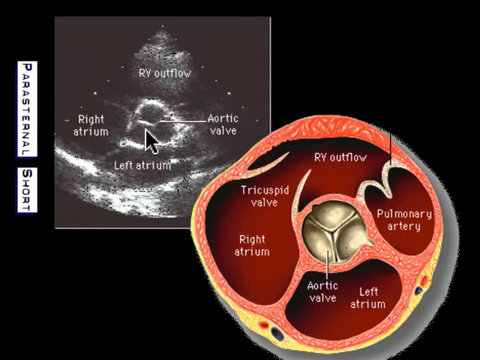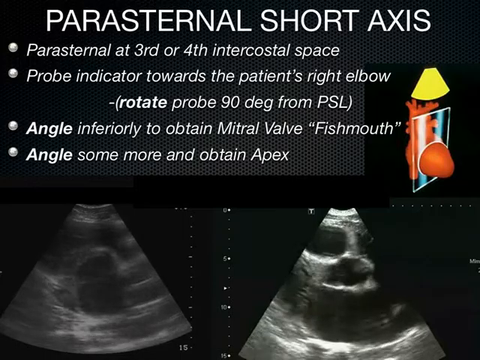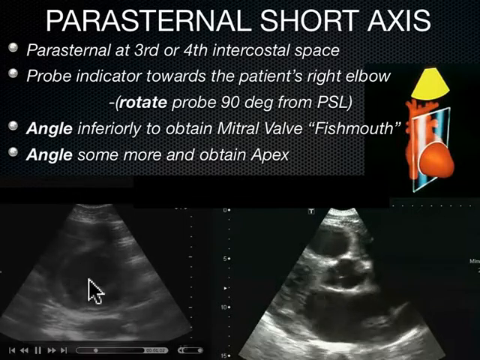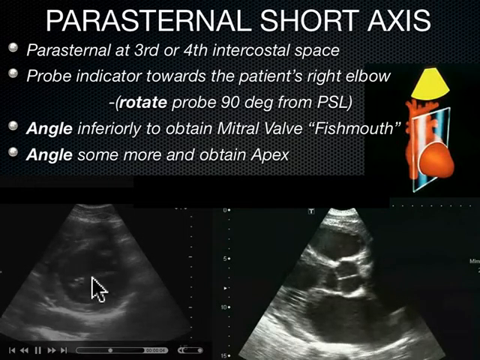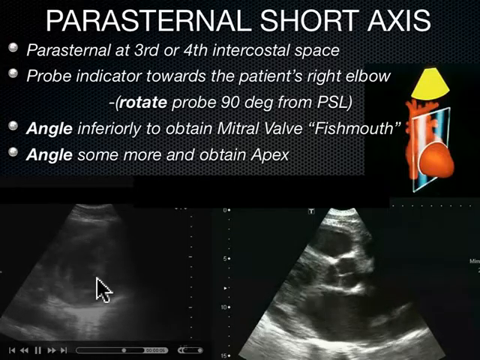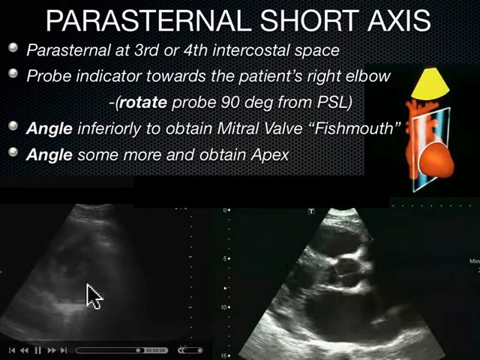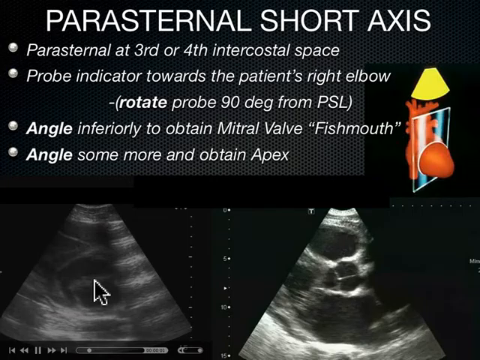This is the aortic valve seen right there. We can make out the left atrium, the right atrium. This is all the RV out here. And as we go a little more distally, then we can make out something called the fish mouth view, or the mitral valve. So this is the parasternal short. We're seeing down towards the apex. Now we're seeing the apex down here, and then we're back up to that mitral valve.